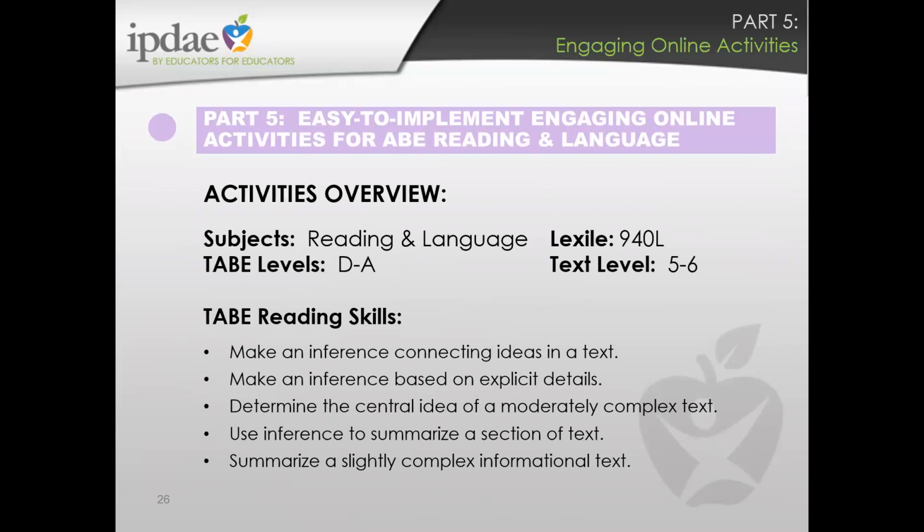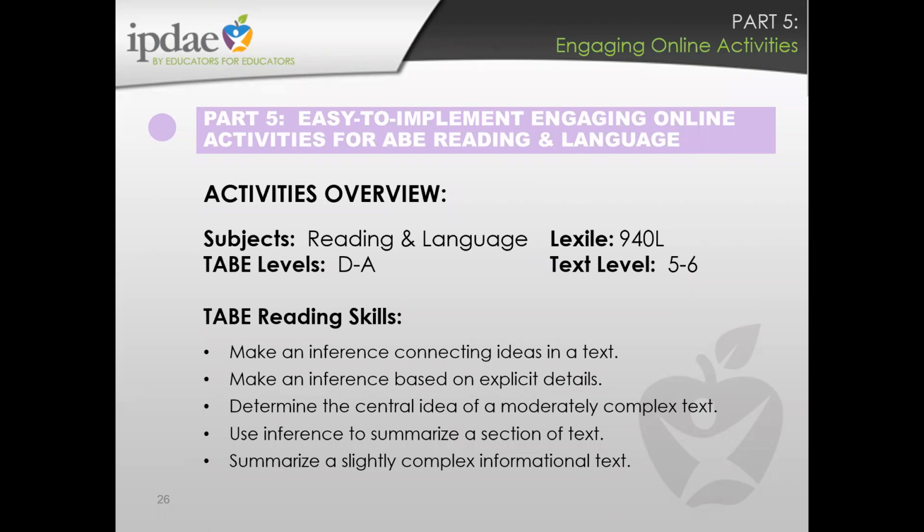Here we have a summary overview of the activities I'm going to be sharing. First and foremost, to confirm, all of the activities incorporate reading and language TABE skills. They target TABE levels D and A, and the readings are approximately at a 940 Lexile level. Next, you'll see that the activities cover a significant amount of tested TABE reading and TABE language skills. Now, as usual, the key word here is tested, because we know that it is essential that we emphasize tested content in order to ensure that our students can progress from one functional level to the next.